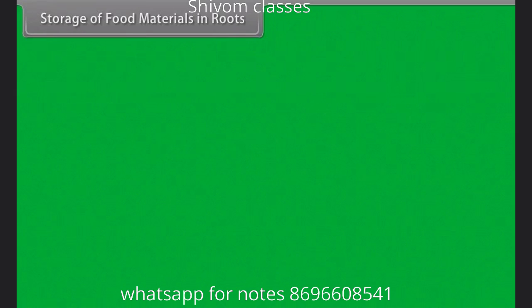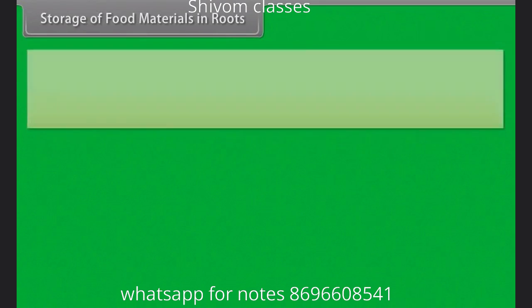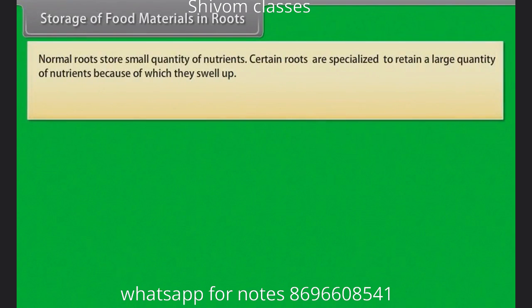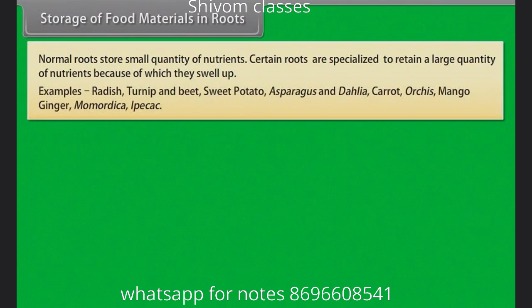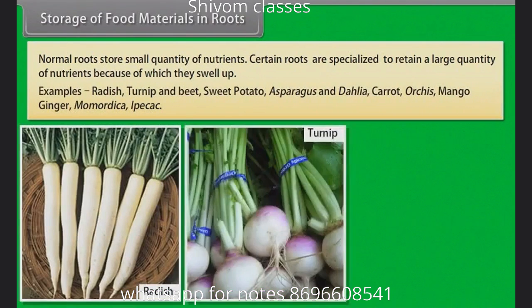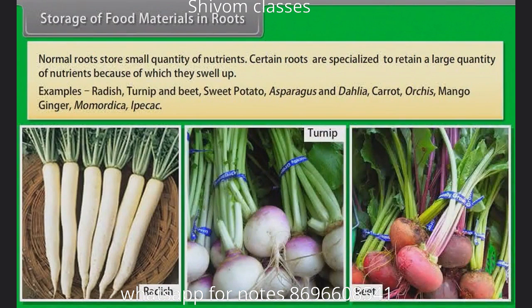Storage of food materials in roots. Normal roots store small quantity of nutrients. Certain roots are specialized to retain a large quantity of nutrients because of which they swell up. Examples: radish, turnip and beet, sweet potato, asparagus and dahlia, carrot, orchids, mango, ginger, Momordica, ipecac.